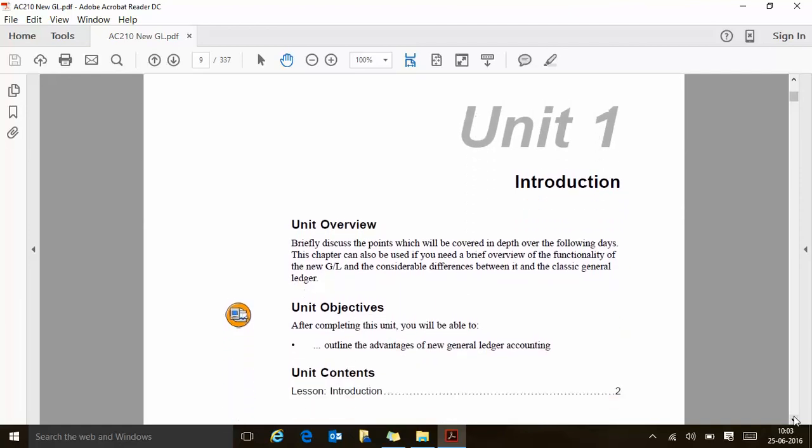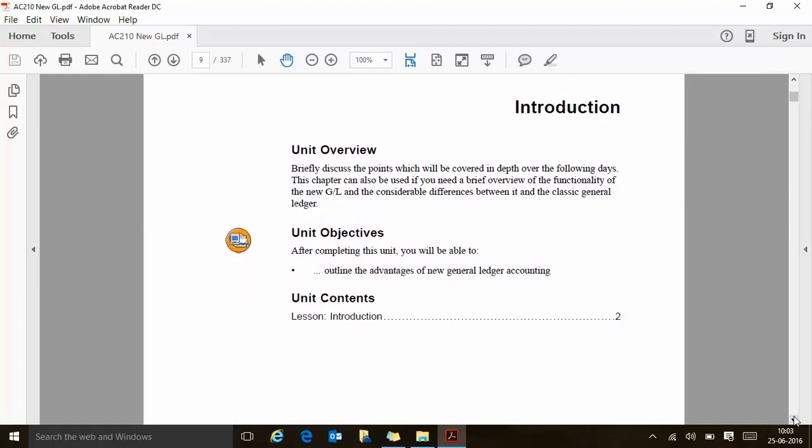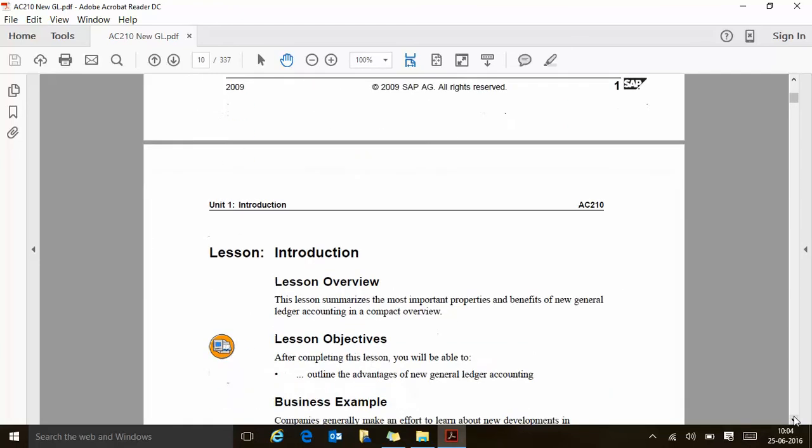Unit 1, Introduction. This chapter can also be used if you need a brief overview of the functionality of new GL and considerable differences between it and the classic GL. So we will talk about the differences and what new GL and classic GL is all about.